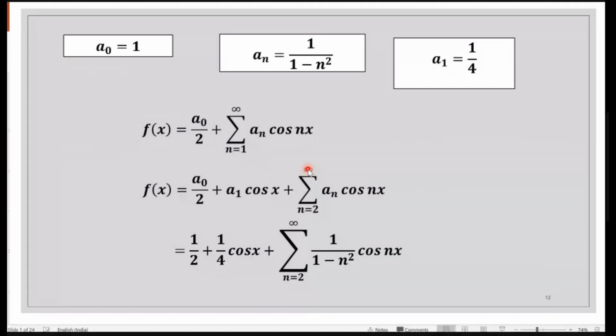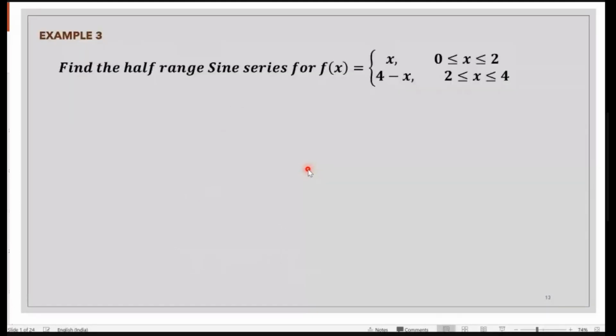Move to the next problem. Find the half range sine series for f of x is equal to x, 0 less than or equal to x less than or equal to 2, 4 minus x, 2 less than or equal to x less than or equal to 4.